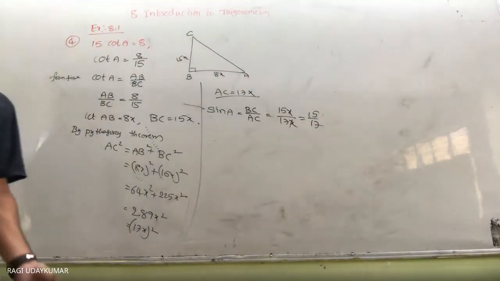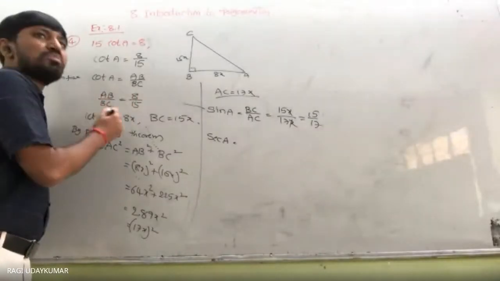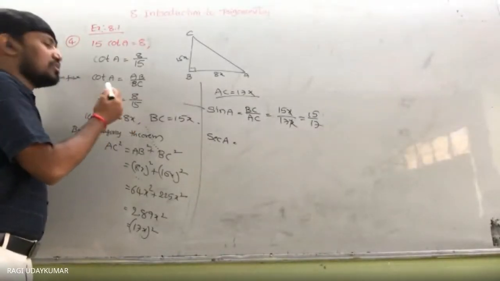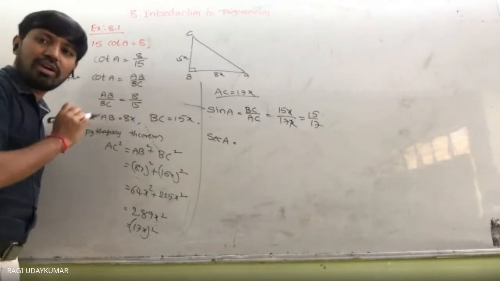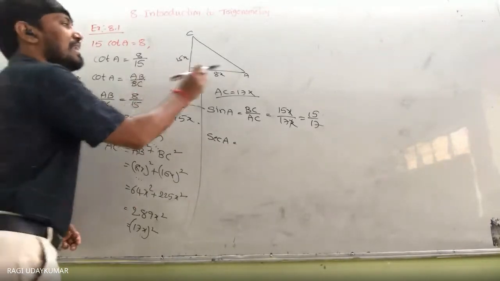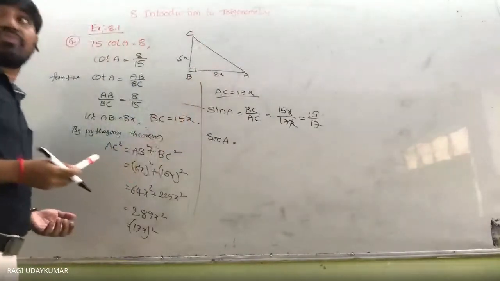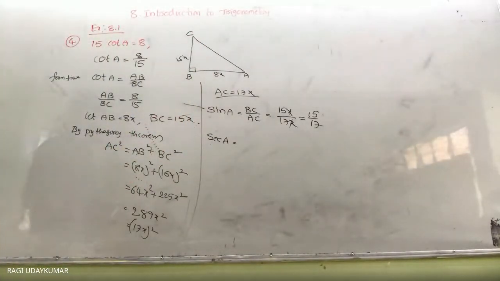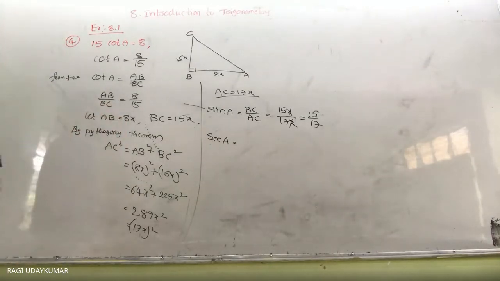Sir, x is getting cancelled anyway. Why do we take it? Because when the ratio is given to you, it doesn't mean that AB equals 8 and BC equals 15. You cannot say that. AB can be 80 or 16, and the other length can be 30 also. There is a chance of this, so it is better you do not take it like that when you are doing the solution.